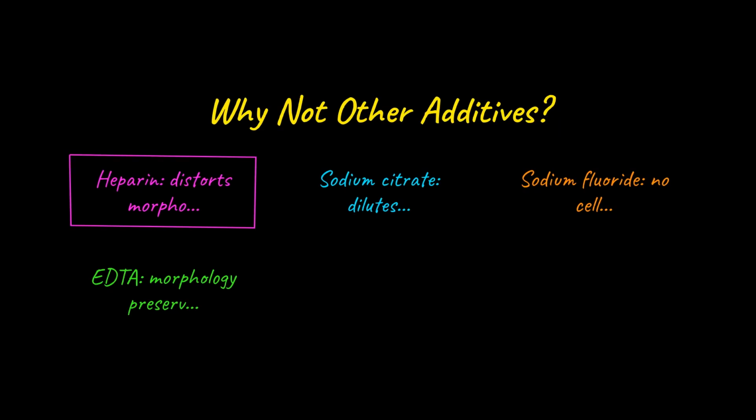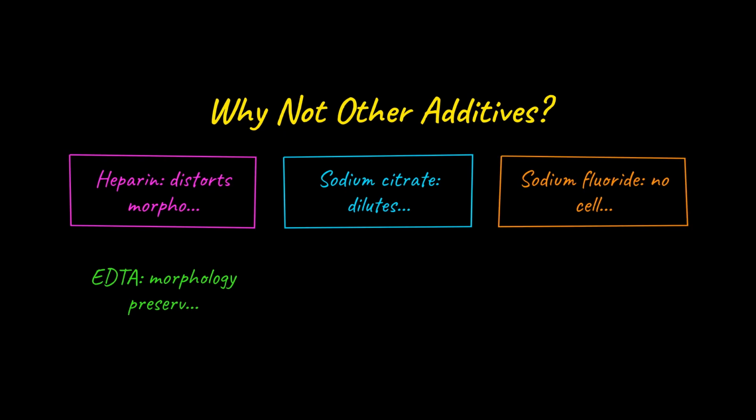Heparin distorts cell morphology and stains poorly. Sodium citrate dilutes the specimen at a fixed 9:1 ratio, altering cell counts. Sodium fluoride blocks glycolysis but does not preserve cells. Only EDTA keeps cells morphologically clean without changing specimen volume. A single lavender top tube supports both hematology and chemistry workflows.